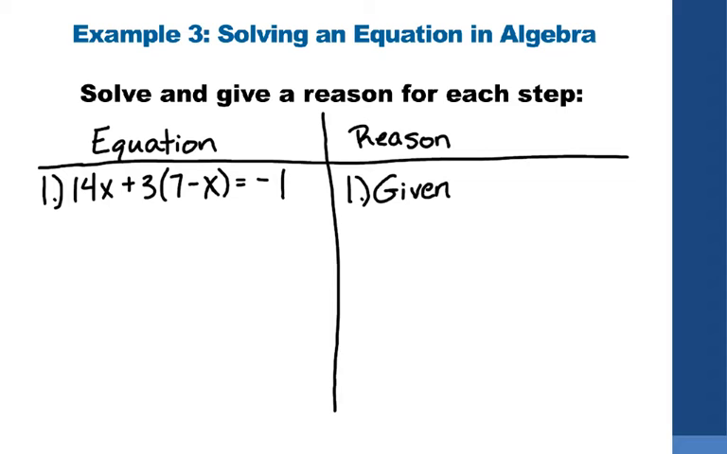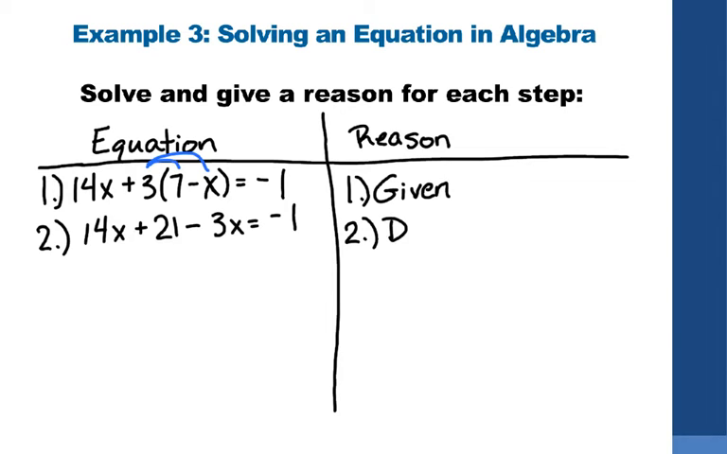Alright, what I'm going to start out with is the distributive property. I'm going to distribute that 3 across this set of parentheses right here. So we get 14x plus 21 minus 3x equals negative 1. Okay, so my second step here was using the distributive property. And again, if you want to abbreviate this, I am good with abbreviations.